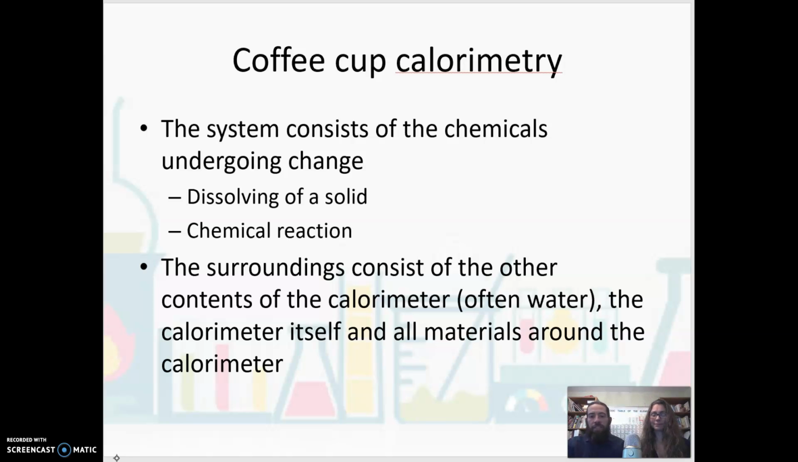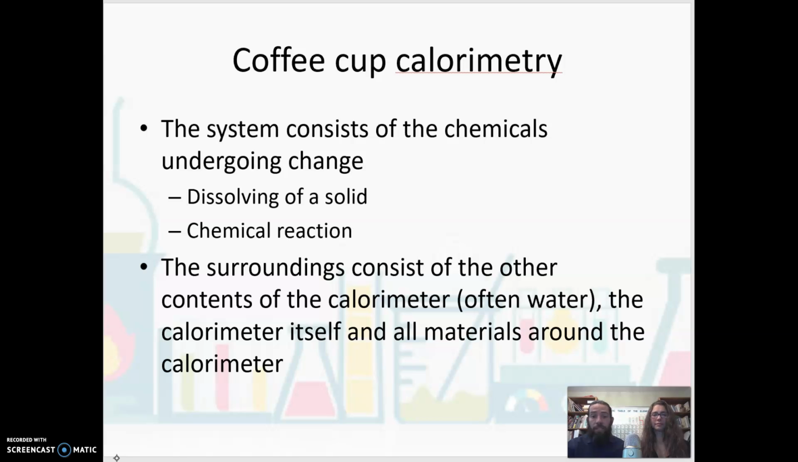So we have to identify what's the system and what's the surroundings. And the system in this case is the chemicals undergoing the change. And a lot of times when we do this, we'll dissolve ionic compounds in water. So the dissolving of the solid would be the chemical that's undergoing change. But we can also do chemical reactions inside of the coffee cup.